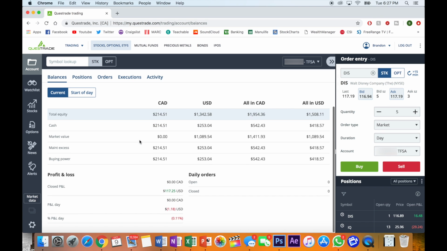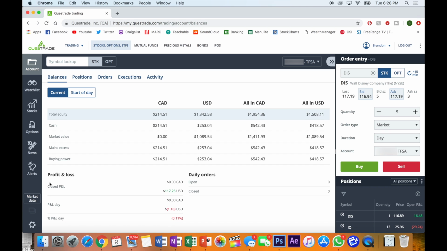Another way of looking at this down here is under this little column or section titled profit and loss. I don't typically look at this closed section. I'll get back to that in a second. But here we do have, again, the profit and loss for the day, 0.11%, which is down about $1.18 USD. So this section right here is what I look at in terms of seeing how my portfolio performed on the day.